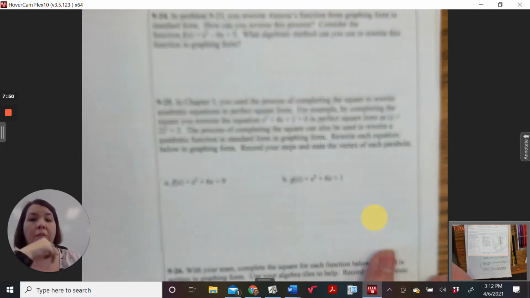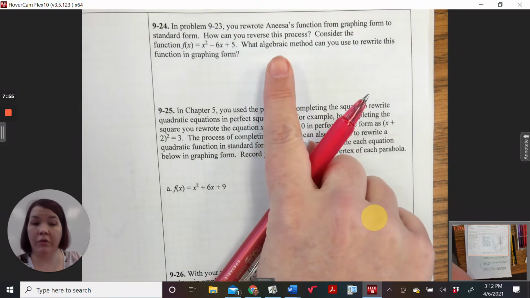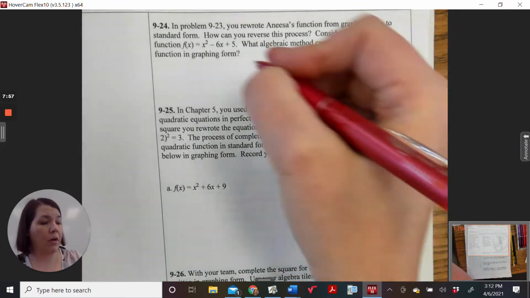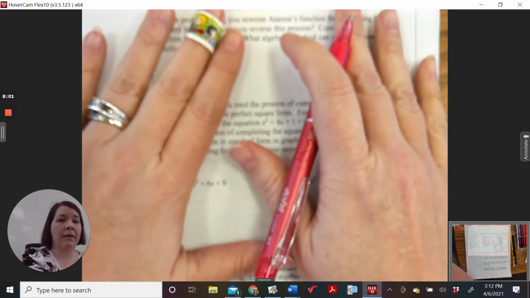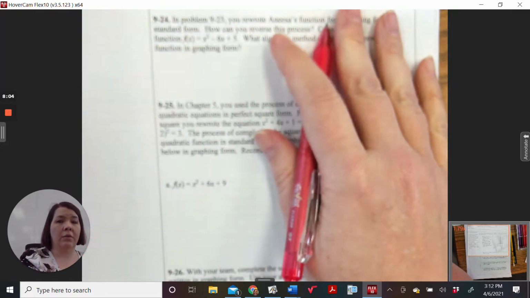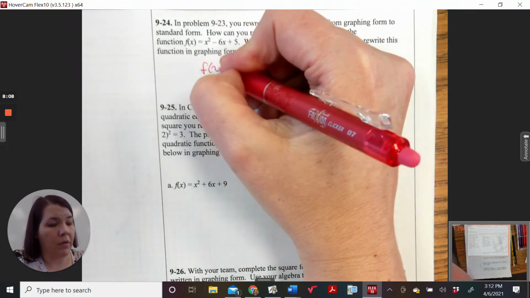In problem 23, we rewrote a quadratic function from graphing form into standard form. How do we reverse it? I don't know if you recall, but we actually don't need to reverse this. We know it's exactly the same equation as the one we were dealing with previously. And so I would go like this.